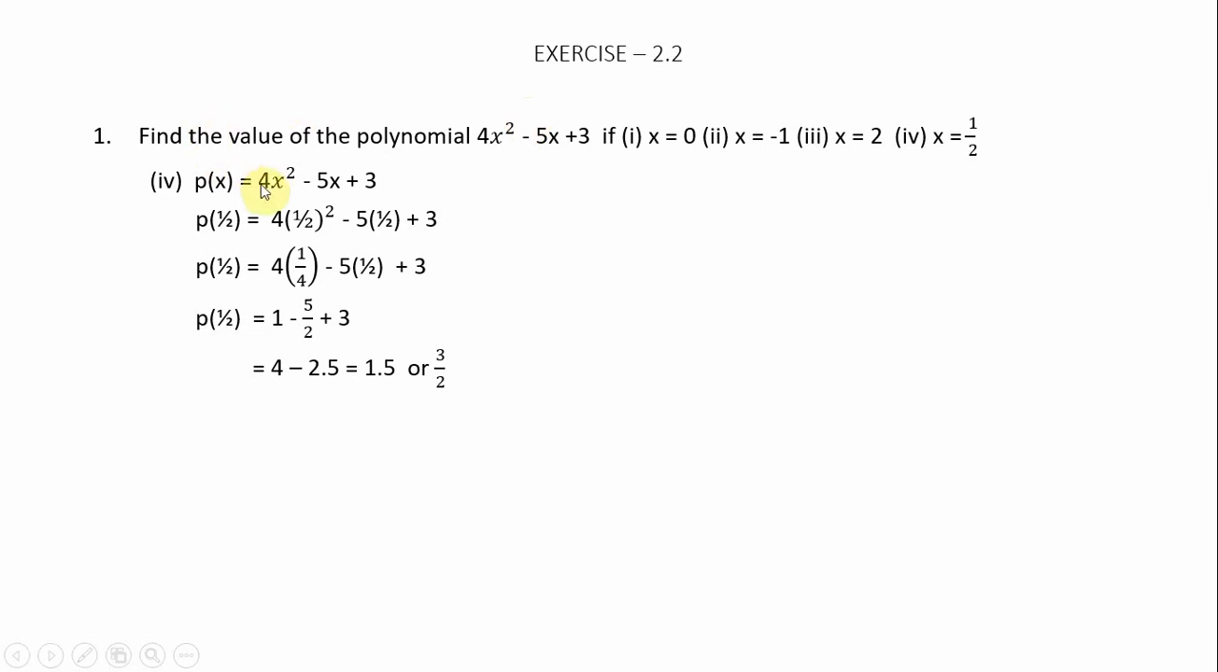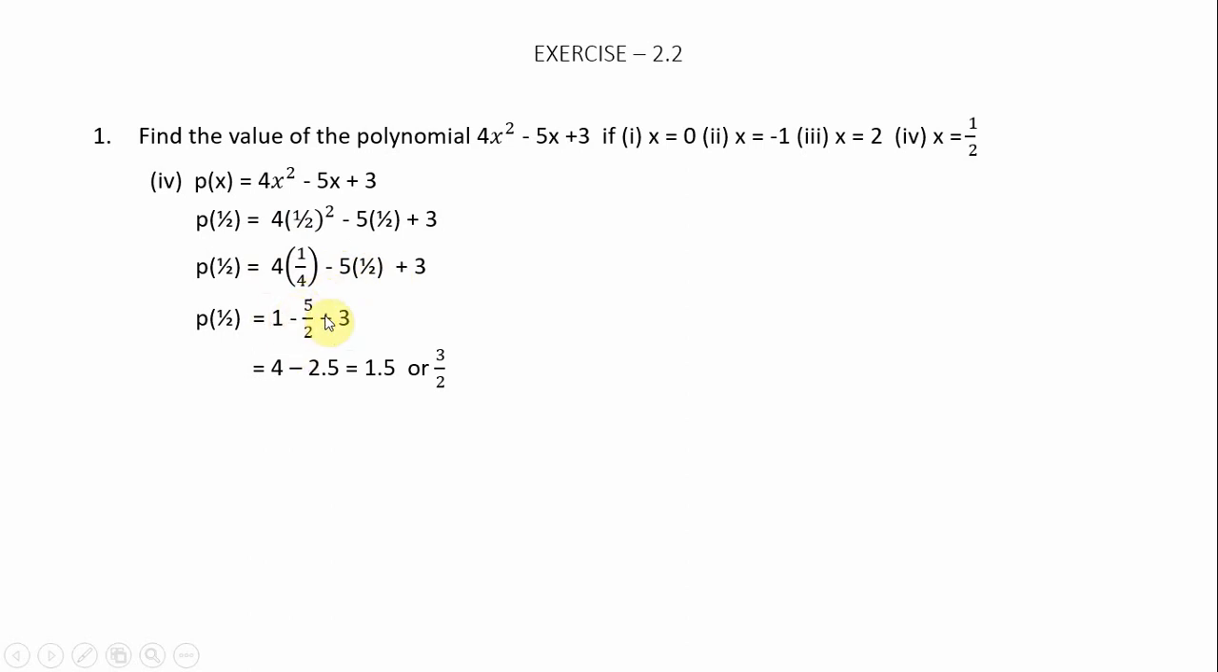Now P of x is equal to 4x square minus 5x plus 3, and P of 1 by 2 because you are given x is equal to 1 by 2. So P of 1 by 2 is equal to 4 into 1 by 2 whole square minus 5 into 1 by 2 plus 3. 4 into 1 by 2 whole square is equal to what? 1 by 2 into 1 by 2 is equal to 1 by 4. So 4 into 1 by 4 minus 5 into 1 by 2 plus 3. 4 into 1 by 4, what happened? 4 and 4 get cancelled. So you'll be having only 1 minus 5 into 1 by 2, that is 5 by 2, plus 3.